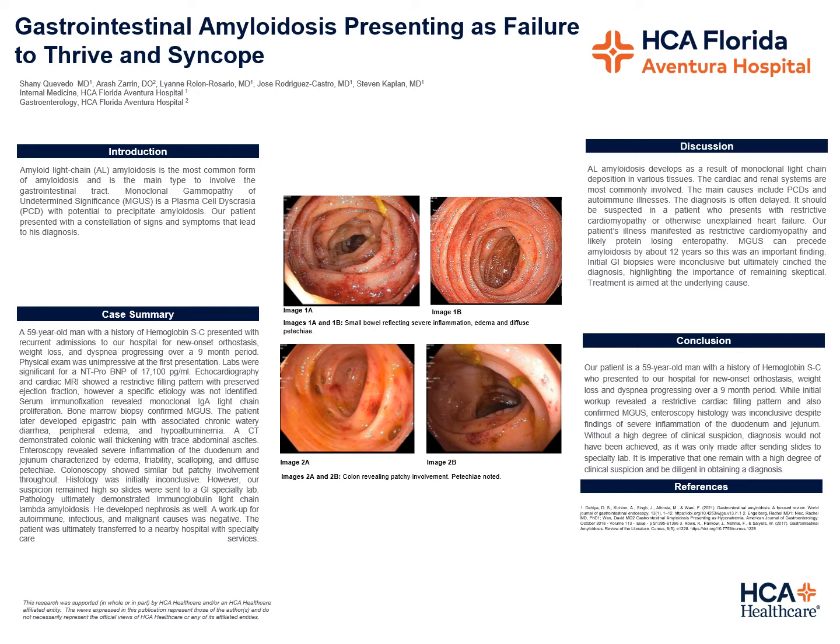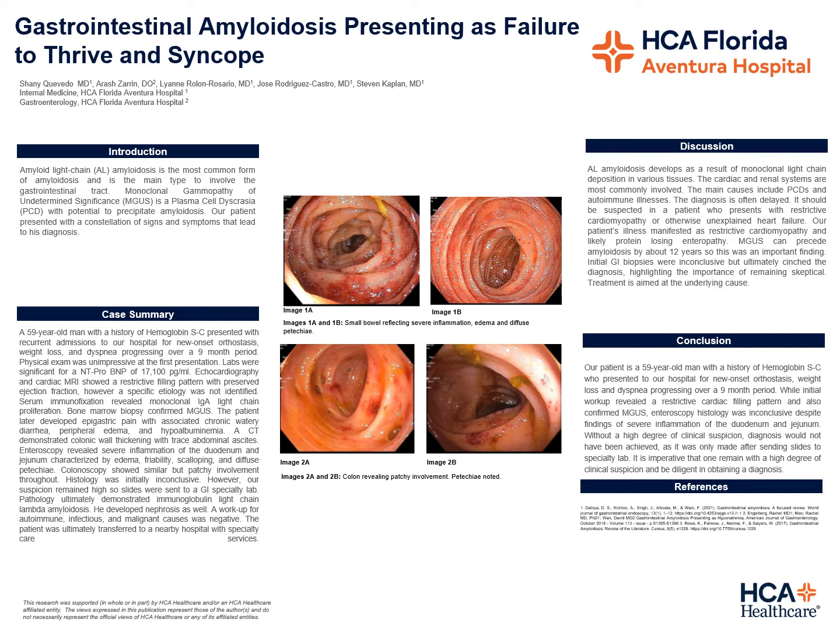AL amyloidosis develops as a result of monoclonal light chain deposition in various tissues. The cardiac and renal systems are most commonly involved. The main causes include PCDs and autoimmune illnesses. The diagnosis, however, is often delayed, so it should be suspected in a patient who presents with a restrictive cardiomyopathy or otherwise unexplained heart failure.